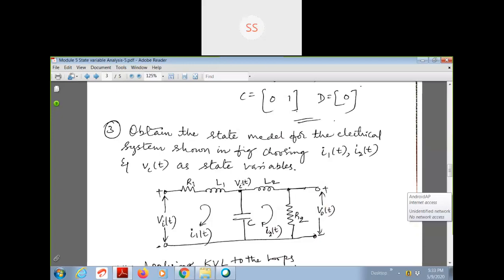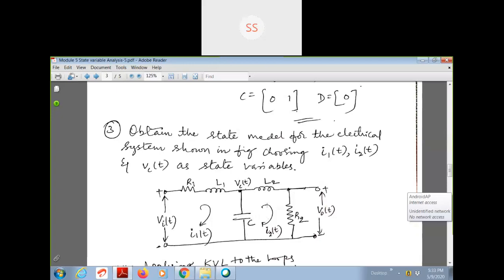The given circuit diagram is like this: R1, L1 and C in the first loop, and L2, R2 and C in the second loop, and Vi of t is the applied input, V naught of t is the output across R2, and capacitor C is common to both the loops. So I1 of t is the first loop current, I2 of t is the second loop current.